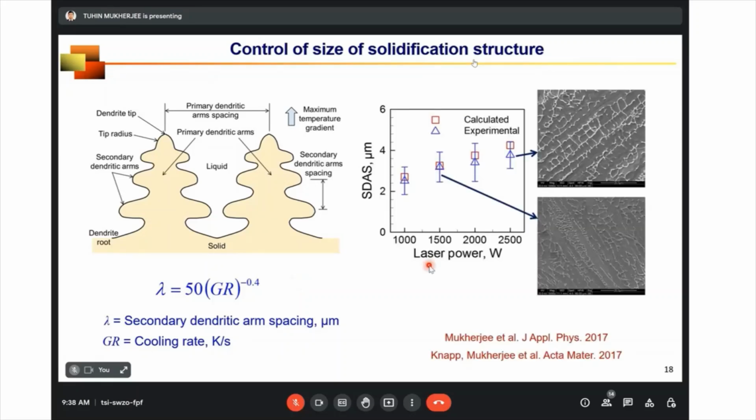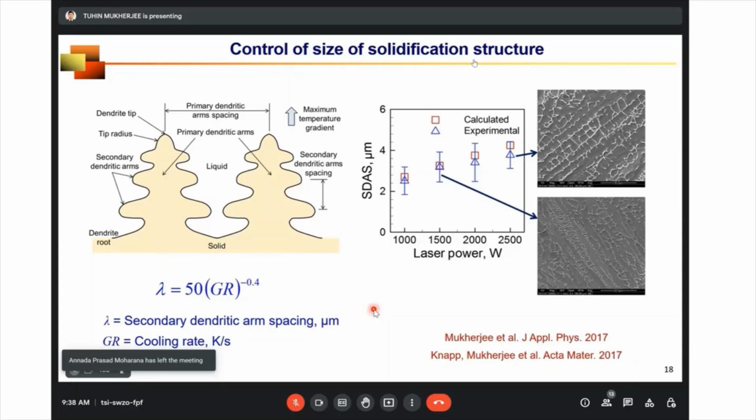So for different laser power, we run the code, we calculate the cooling rate, put the cooling rate in this formula, and calculate the secondary dendritic arm spacing. And then when we do the experiment, we see it match reasonably well. So the bottom line is you can actually use this kind of model to control the solidification structure and their size. And at the end, you can control the properties.